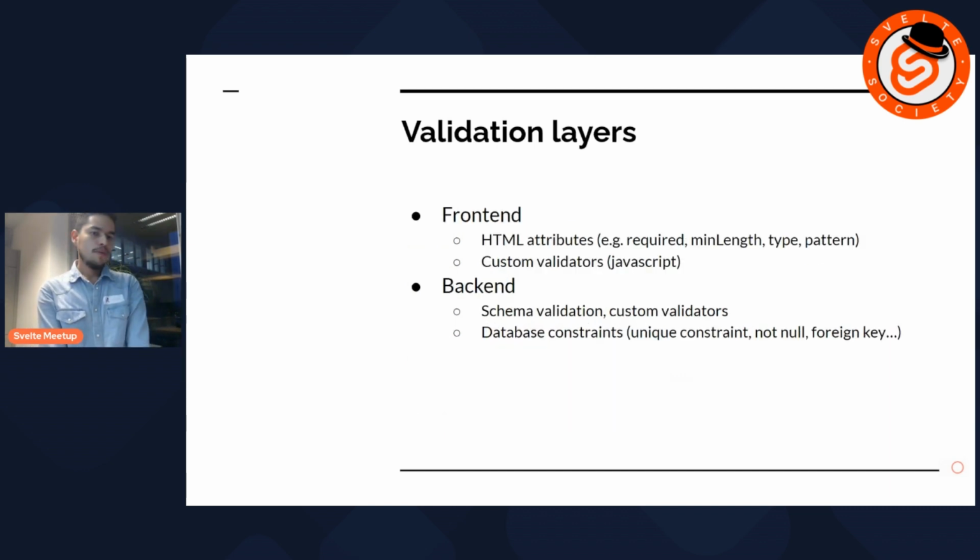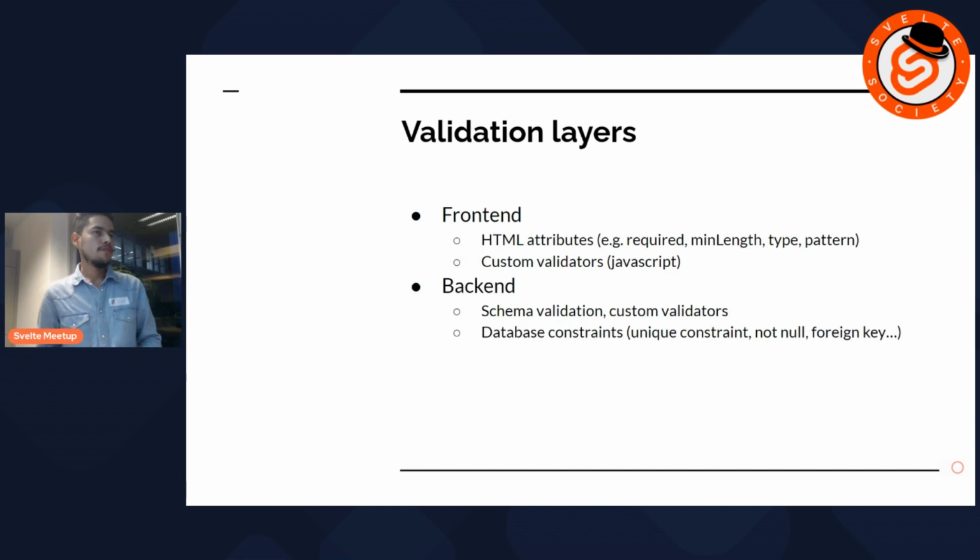So there are a couple of validation layers that you can implement. You should have at least some layers in the front end as well as in the back end. The simplest one in the front end would be using HTML attributes in forms, for example. There are attributes like required, minimum length, the type, like type password or type date. There are also patterns, but additionally, you can also use custom validations with validation libraries.